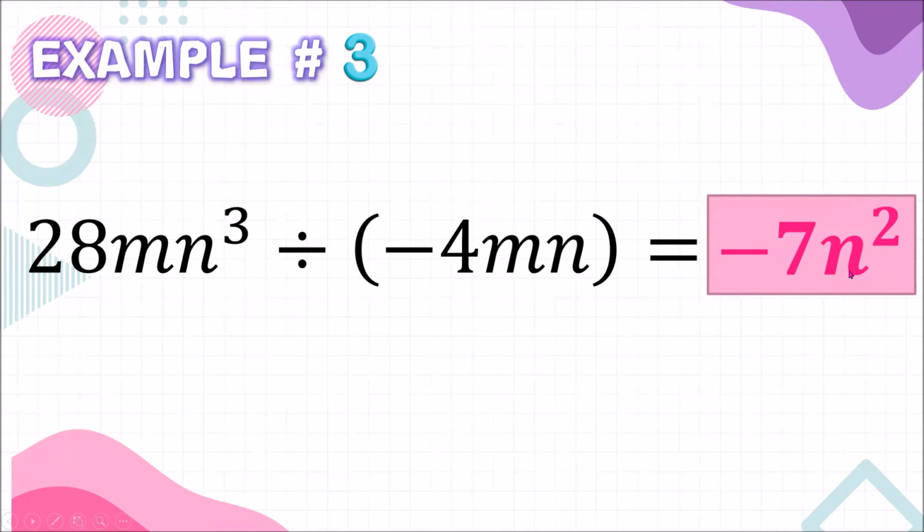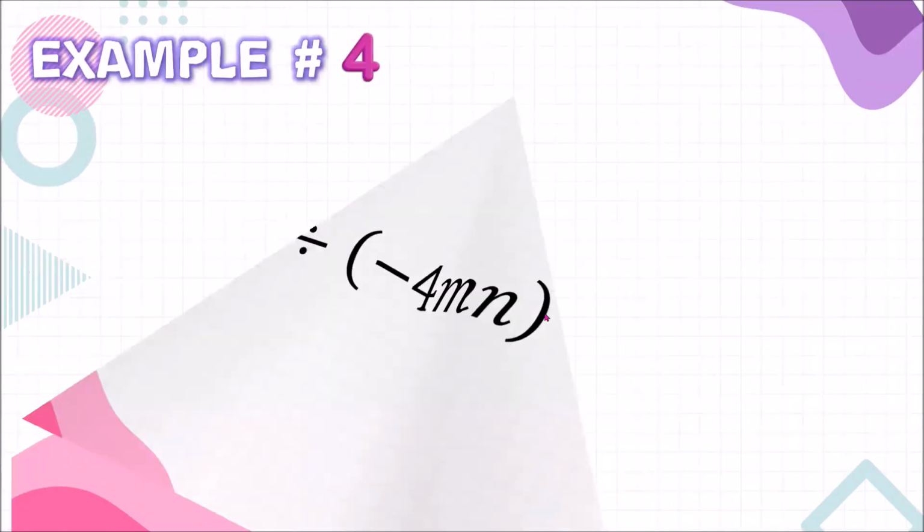So if you check that, negative times negative is positive, 4 times 7, 28. M times nothing else, so m. And then n times n squared, n cubed. So you can go back and check your answers this way. Okay, next, example number 4.